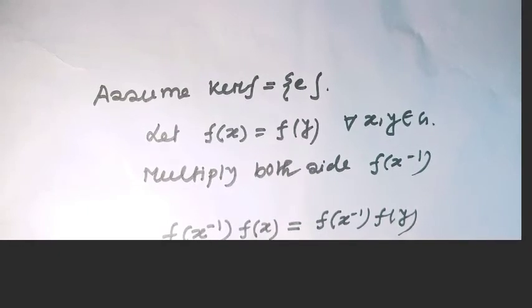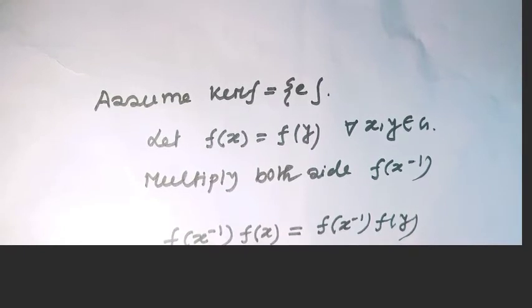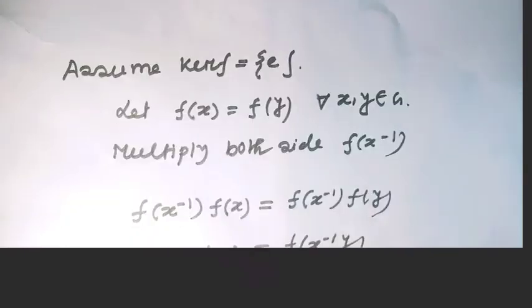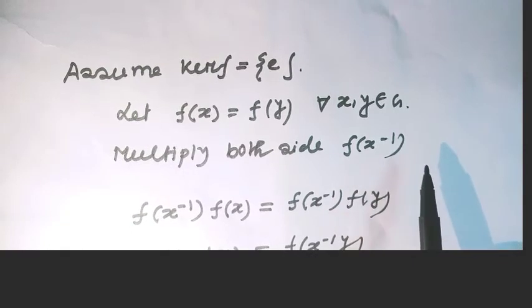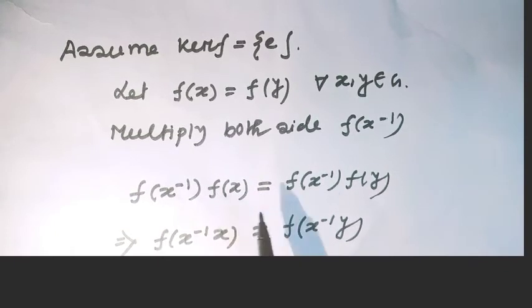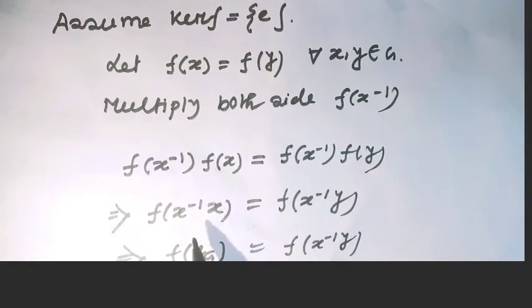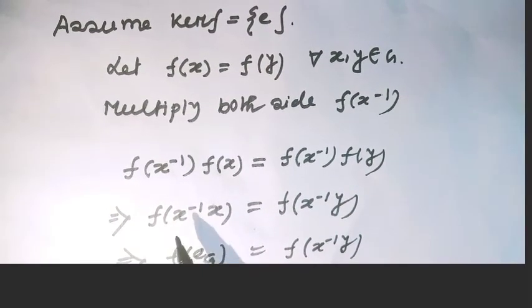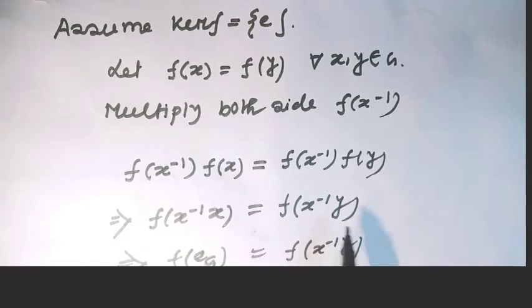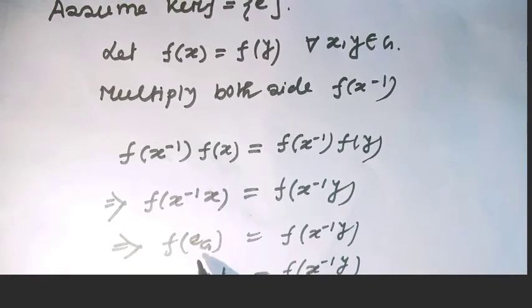Assume kernel of f equal to identity and let f of x equal to f of y for all x, y in G. Now multiply both sides by f of x inverse. After multiplying, it would be f of x inverse times f of x, which is equal to f of x inverse times f of y. And by the property of homomorphism, this is equal to f of x inverse x, which is equal to f of x inverse y. And x inverse x equal to identity.